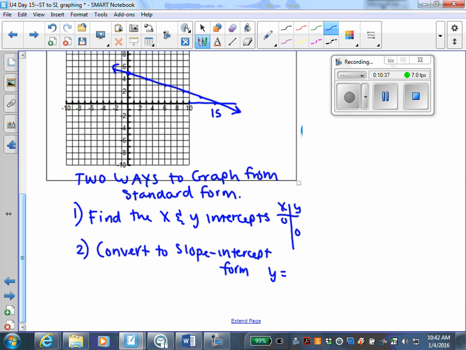Each of these is better in some cases than the other. Sometimes finding the x and y intercepts is messy, and sometimes it's really easy, so it just depends on the equation which one you want to do. But it's important to know how to do both ways. So that is it for your notes today. And then in class, we will practice this.